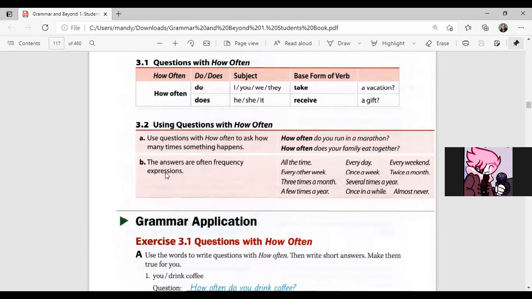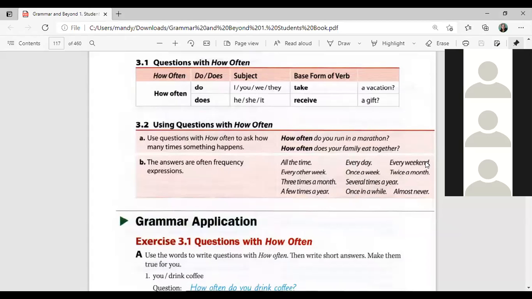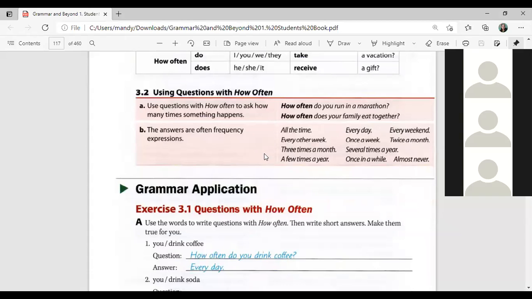In that form, you use frequency expressions, or time expressions, and we have different ones: all the time, every other week, three times a month, a few times a year, every day, once a week, several times a year, once in a while, every weekend, twice a month, almost never. All of these are frequency expressions that we can use for answering how often. We don't use these expressions in every WH question; specifically, when you use how often, you can answer in that form.